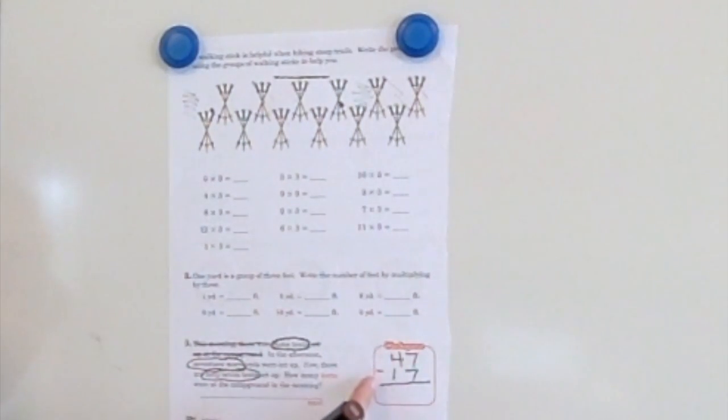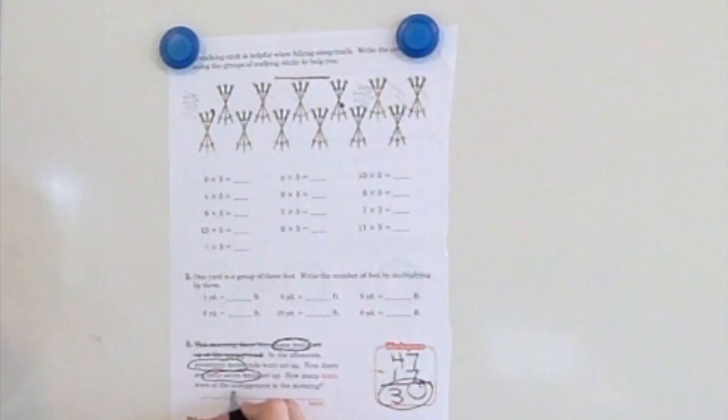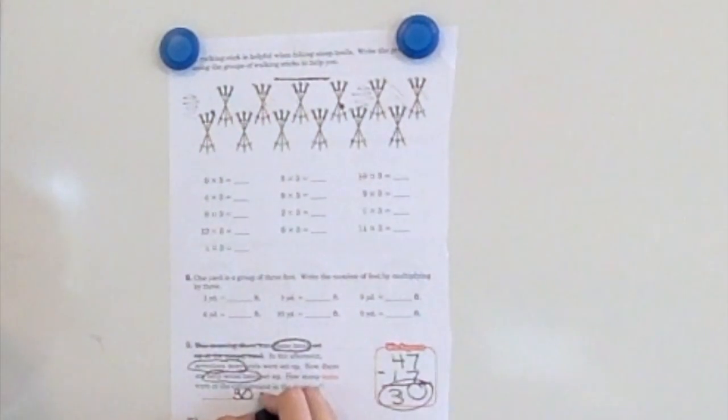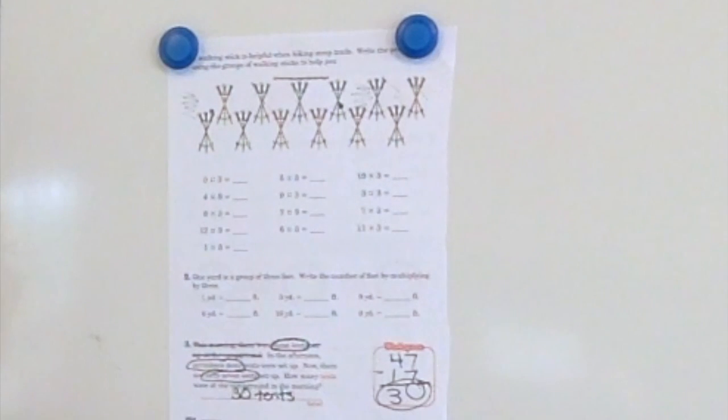So 47 minus 17. 7 minus 7 is 0. And 4 minus 1 is 3. There's my answer. 30. And it says to label, so that means we're going to write tents. That's what we're talking about. We're not talking about 30 cookies or 30 belly buttons. We're talking about tents. So we're going to label the tents.